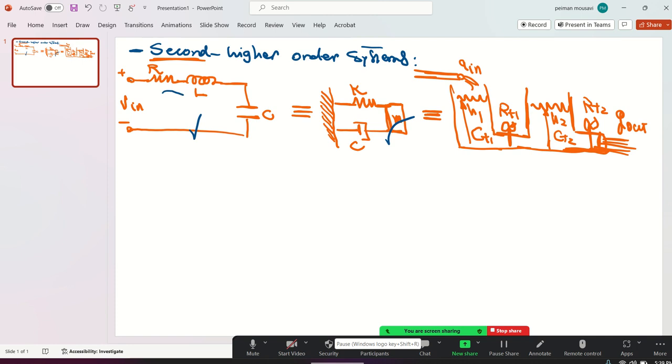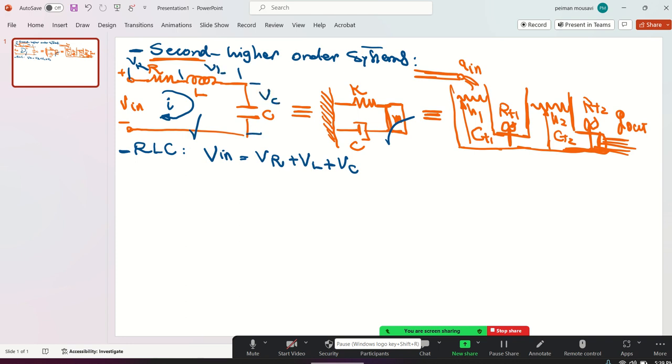So this one, we name it the RLC circuit. Based on Kirchhoff's voltage law, Vin equals VR plus the voltage of the inductor plus the voltage of the capacitor. Here is VR, the voltage of this, and the voltage of the capacitor. What we're going to find is the closed loop transfer function of the capacitor voltage over input voltage in the frequency domain.